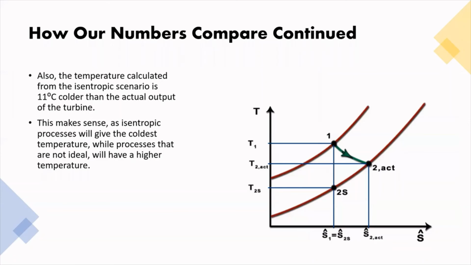This next slide is comparing our isentropic temperature to the actual output temperature of the system. So our temperature calculated from the isentropic scenario is around 11 degrees C colder than the actual output of the turbine. This makes sense as the isentropic process will give the coldest temperature, while the processes that are non-ideal will have a higher temperature. This helps to further validate our results and say that they are somewhere in the right magnitude.